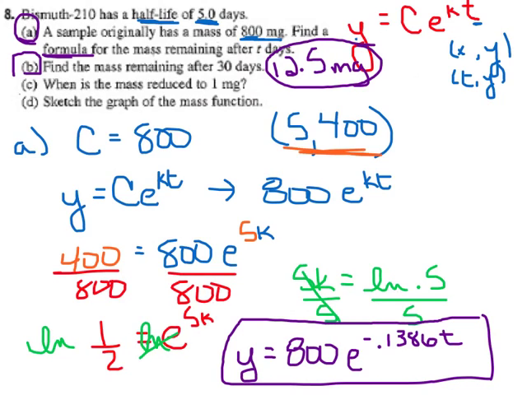So you'd have 800 milligrams, then 400 would be after 5 days. And then after 10 days, you'd have 200. After 15 days, you would have 100. After 20 days, you'd have 50. After 25 days, you would have 25. And then after 30 days, you'd have 12 and a half. All right.